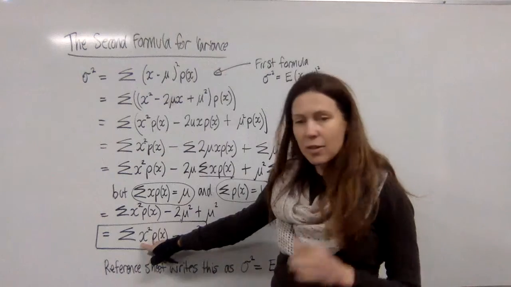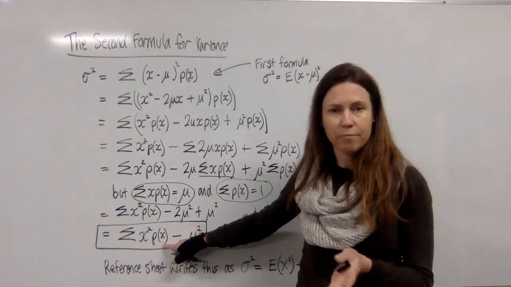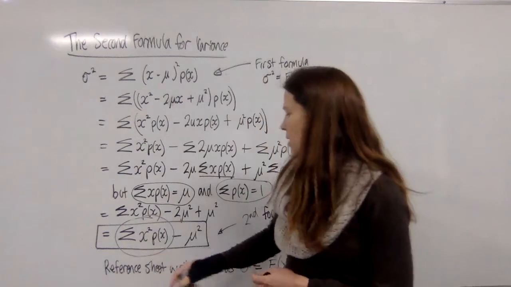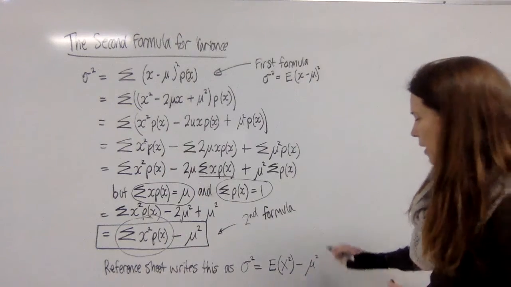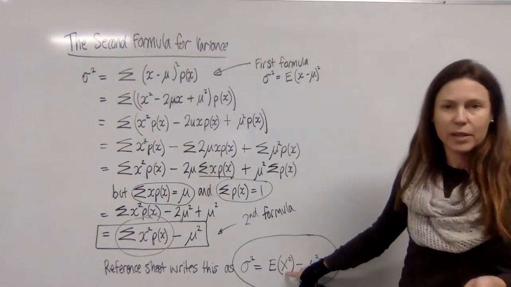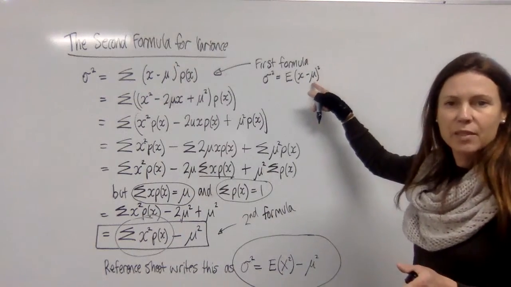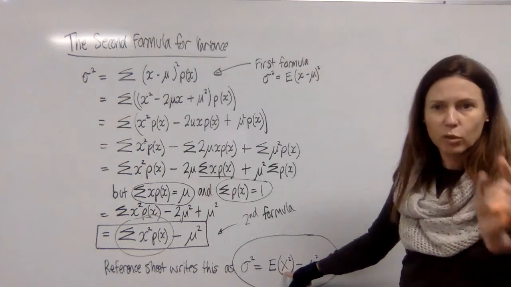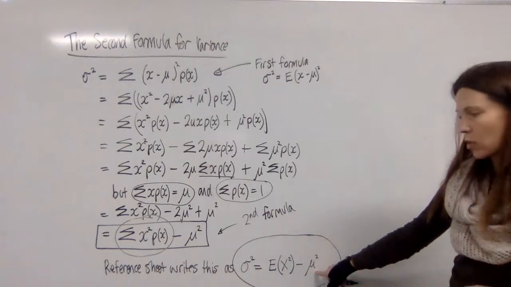You square each score, you multiply each squared score by the probability, add them together, that'll give you a number, and that gives you all of this part. Then you subtract mu squared. So we call this the second formula, and it's written on your formula sheet like this. It says find the expected value of x squared. Well, just as the first formula said, find the expected value of this, we know that what that means is find these, multiply by the probabilities, add them up. Same thing here, find x squared, all of them, multiply by their probabilities, add them up, then subtract mu squared.